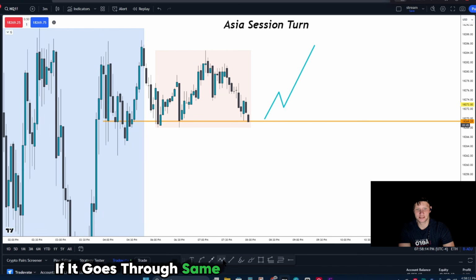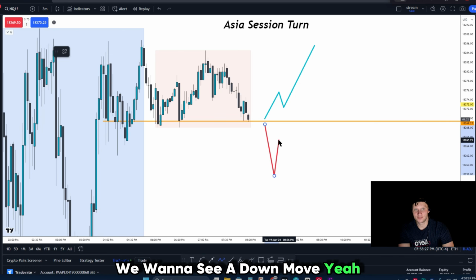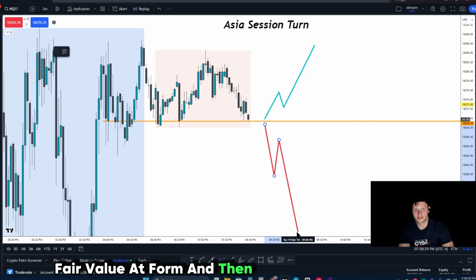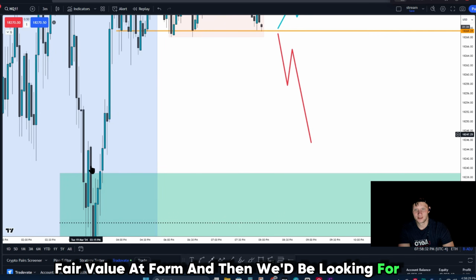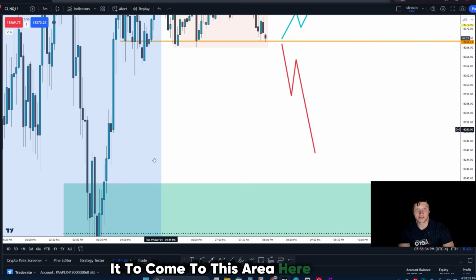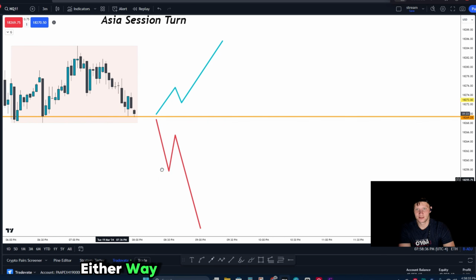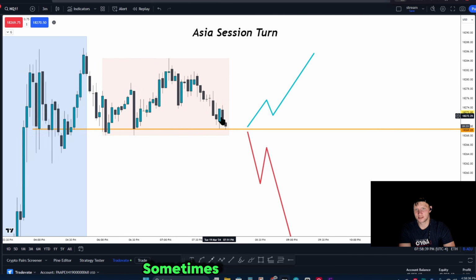If it goes through it, same thing, just a bearish version. We want to see displacement. We want to see a down move, fair value gap form, and then we'd be looking for it to come to this area here. Could go either way. You really don't know until after. Sometimes I front run it.